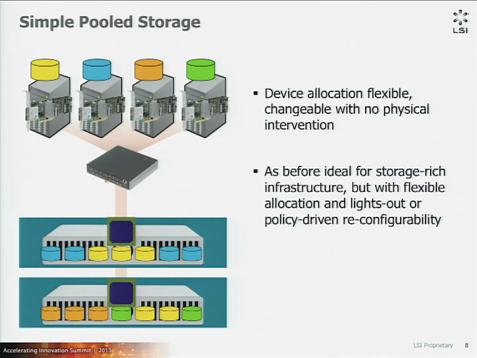So the next step here would be, well, what if you took that same basic model and you put, say, 4 servers connected to the same set of JBODs? In this case, you could basically divvy up the disk drives in the JBODs to the different servers. So in this example here, we have a server with a yellow volume, and that's using the set of yellow disk drives that are in the JBODs down below.